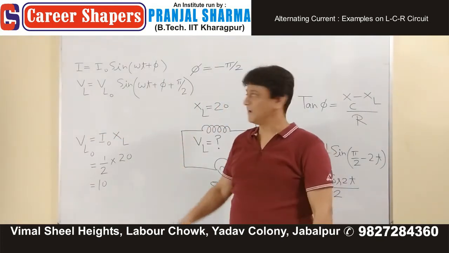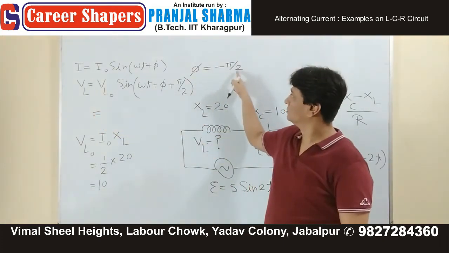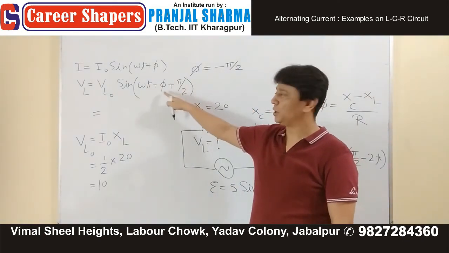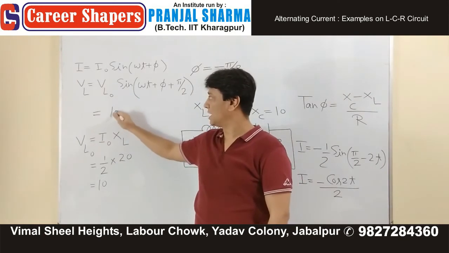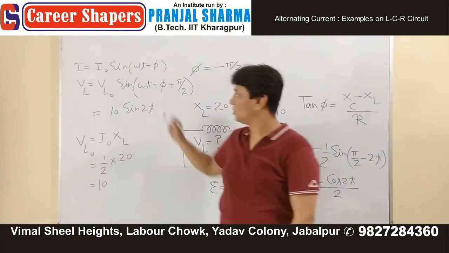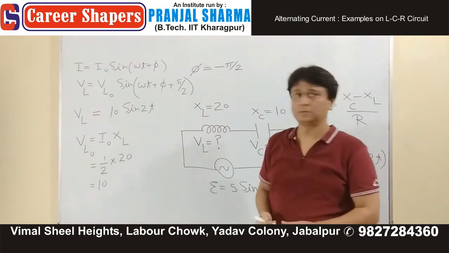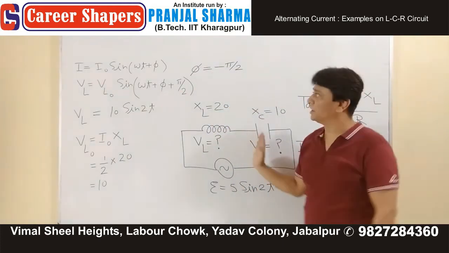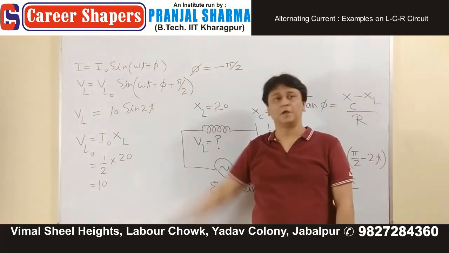And now let's save time. What's the value of phi? Minus pi by 2. This is pi by 2. Pi by 2 minus pi by 2 gone. VL naught is coming 10 sine omega, which is 2t. This is your VL. Phi for this circuit was minus pi by 2. Put it over here and you get your VL.